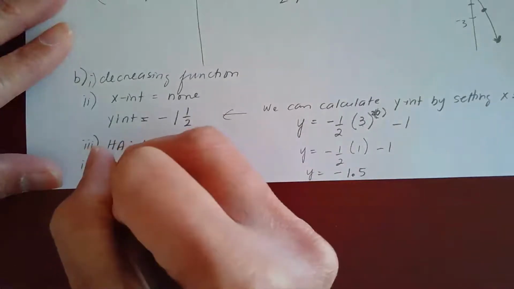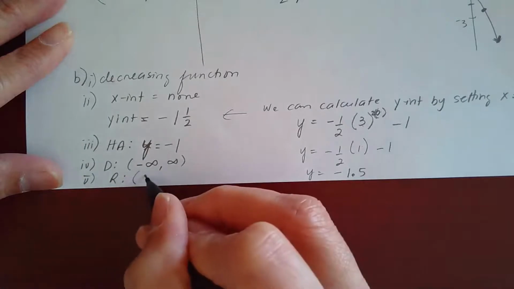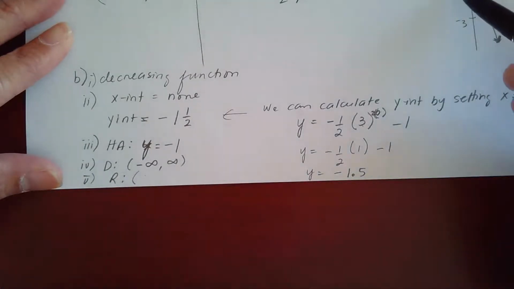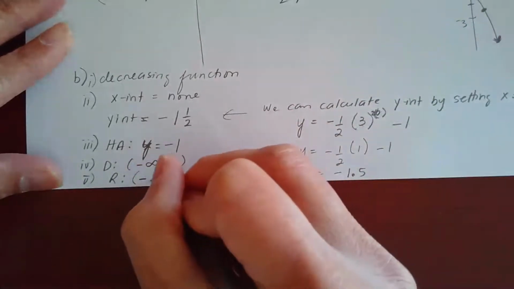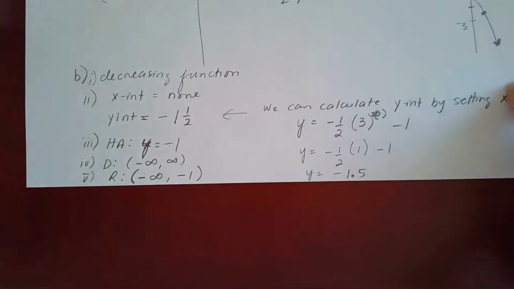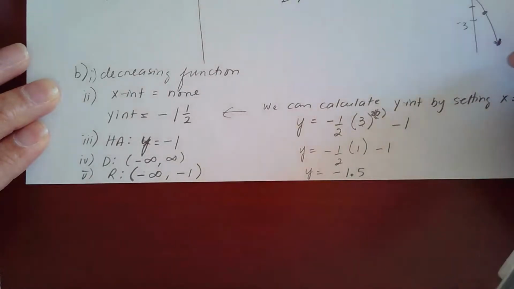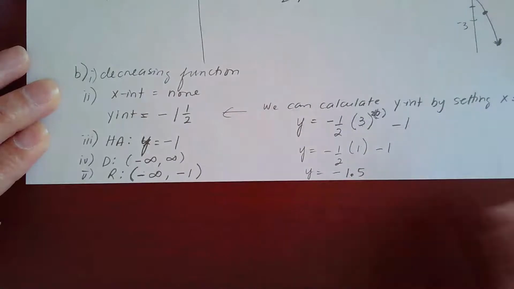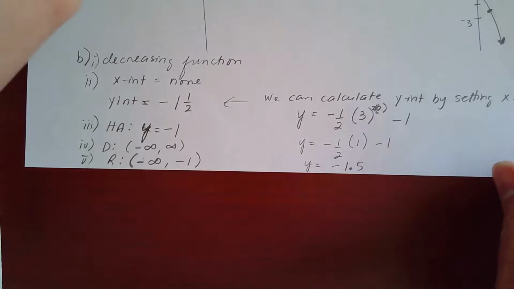And then finally, range is from negative 1 to negative infinity, because we go from lowest to highest. So negative infinity to negative 1. Okay, so that completes number 4. I think what we could do is we could probably complete some of number 5, and then we'll go on from there.